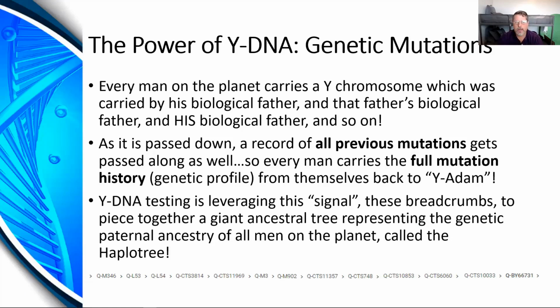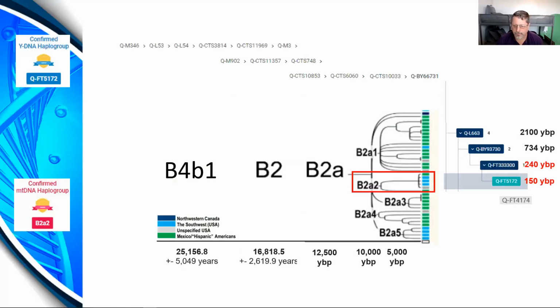Every man on the planet carries a Y chromosome, which was carried by his biological father and that father's biological father and so forth. And as it's passed down, a record of all previous mutations, and I want to stress that, all previous mutations, gets passed along as well. So remember those breadcrumbs? Those breadcrumbs all the way back, tens of thousands of years, are in me. And when I pass it to my son, he gets all of those, plus any new mutations that may have happened.